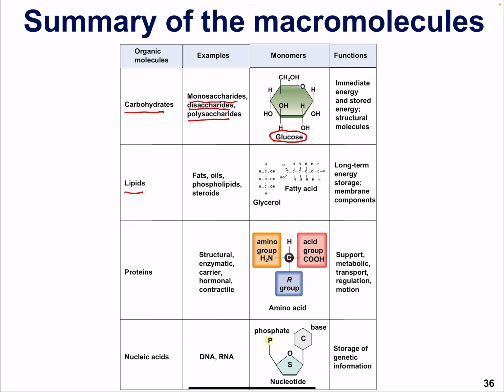The lipids. The lipids are going to be fats, oils, phospholipid, and steroids. The building blocks of lipids are going to be glycerol and fatty acids. Lipids are going to be used as source of energy, long-term source of energy. They are going to play a very important role in forming membranes. They are also going to play a very important role in making hormones. Please remember that. Hormones. Testosterone, estrogen, to name only these two.